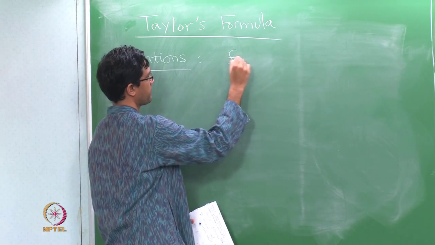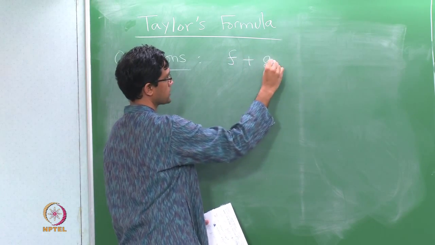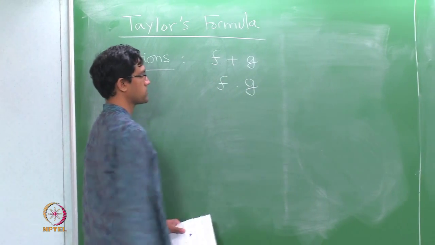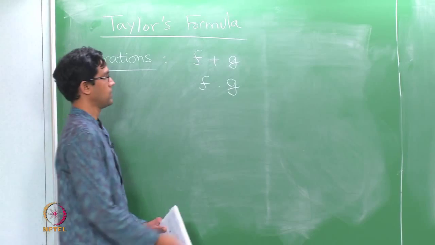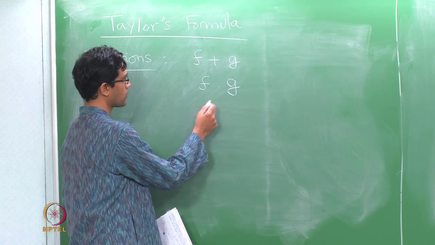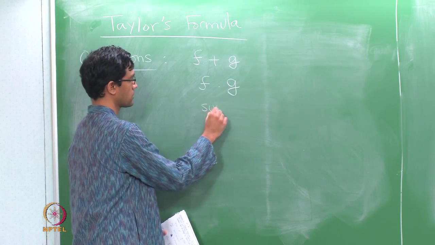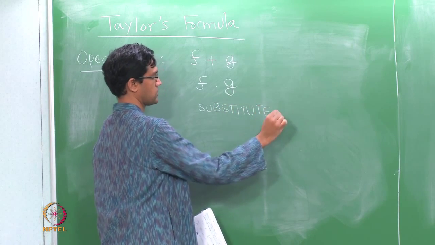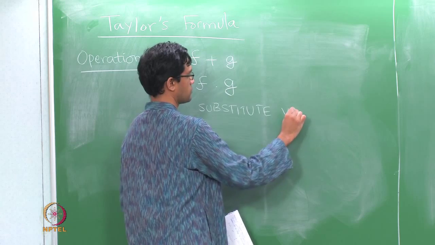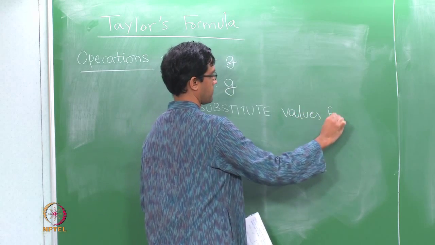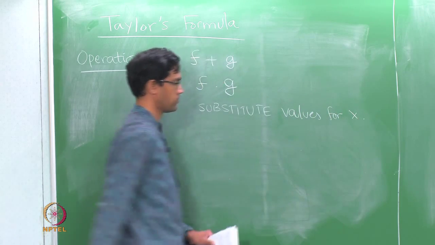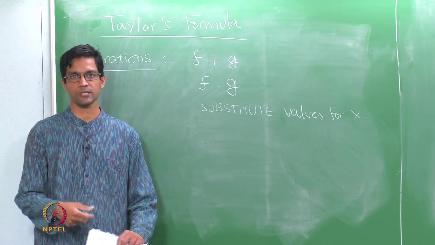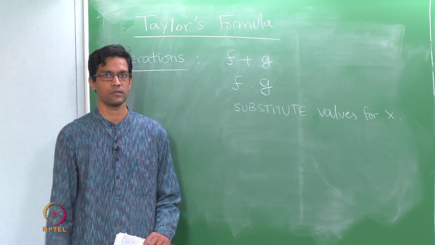We could take, say, if f and g are polynomials, we define what the sum means. We recall what the product of those two polynomials means, right? And well, there's another thing we could do, which is a substitution. Substitute values for x, where x is the variable. So these are more or less the three things we have done so far. You can take sums, you can take products, you can substitute a value for the variable.